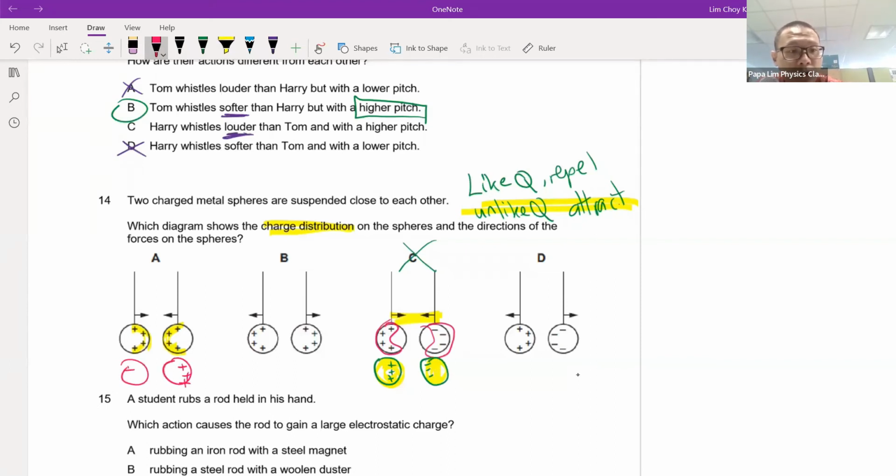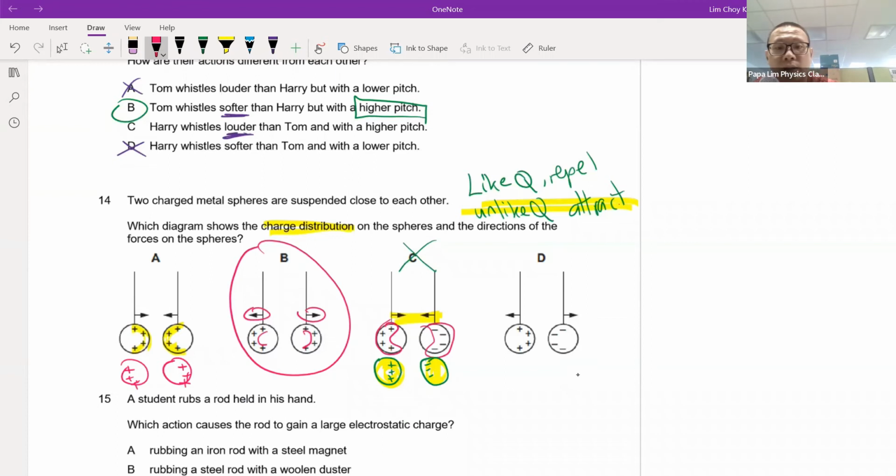Why? Because the positive charges repel from each other. They don't like each other, so they will try to stay as far away from each other as possible. They should be on the extreme ends of the sphere itself, one on the left and one on the right. The correct distribution should be something like B, whereby the charge distribution is far away from each other, because they are like charges and the force should be repulsion.